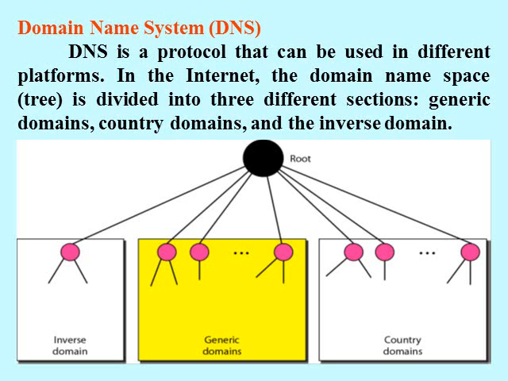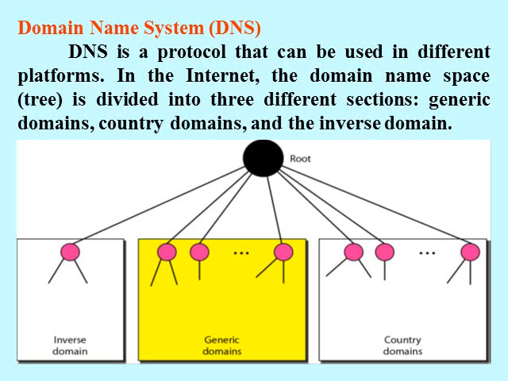The Domain Name System is also called DNS in short. DNS is one kind of protocol that can be used on different platforms. While talking about the internet, the domain name space or tree is divided into three different sections. The first is generic domains, the second is country domains, and the third is inverse domain.